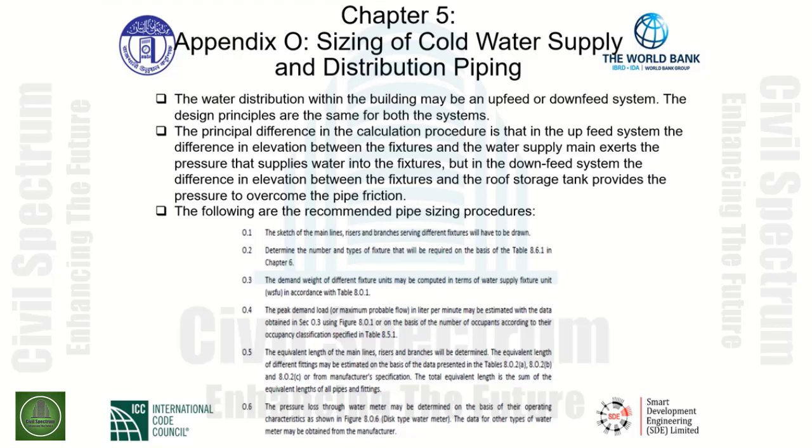0.2, determine the number and types of fixtures that will be required on the basis of Table 8.6.1 in Chapter 6. We will locate the fixtures. We will indicate how many fixtures, and this is a requirement based upon Table 8.6.1 in Chapter 6.